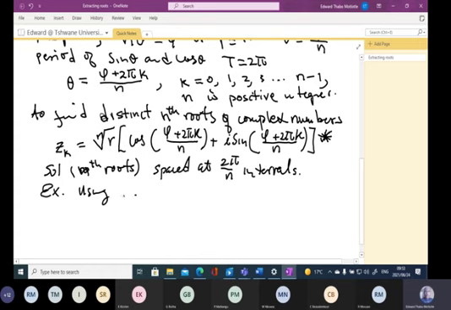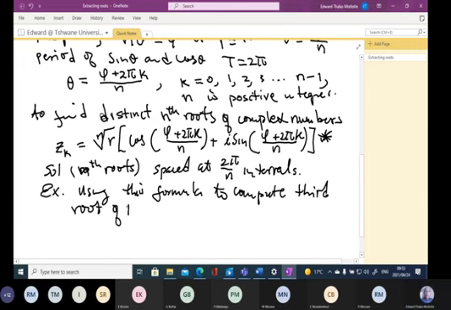Using this formula, the one on top, I'm referring to the one on star. This formula to compute the third root of 1. So this is the question that they have asked us. I should just underline it so that you'll see that. Use this formula to compute the third root of 1. This is a complete question.